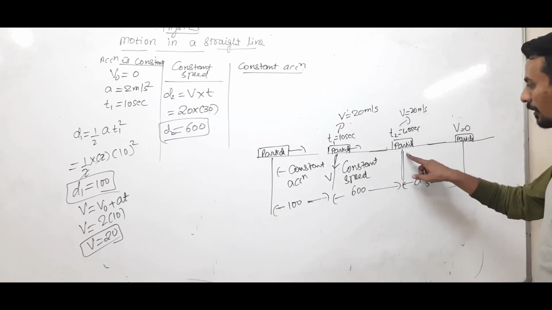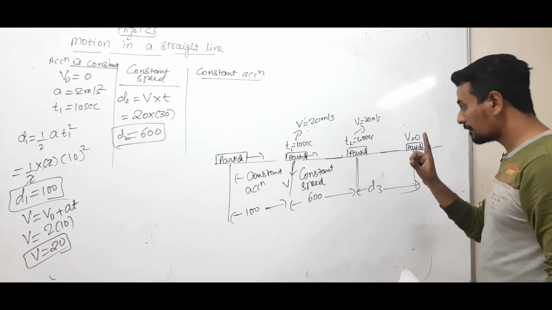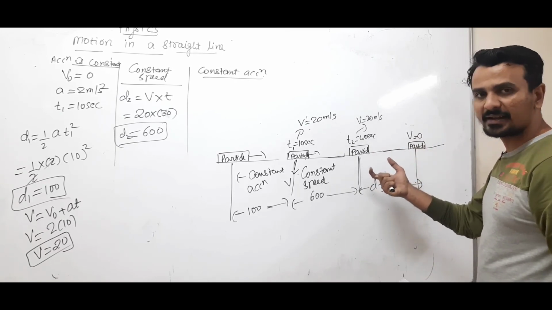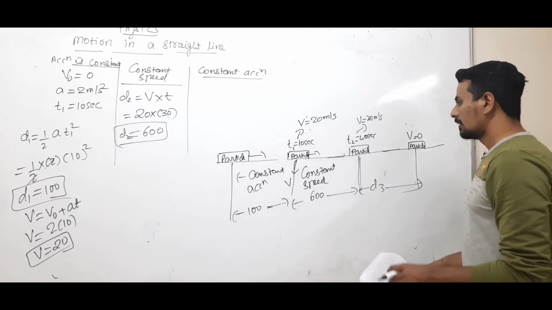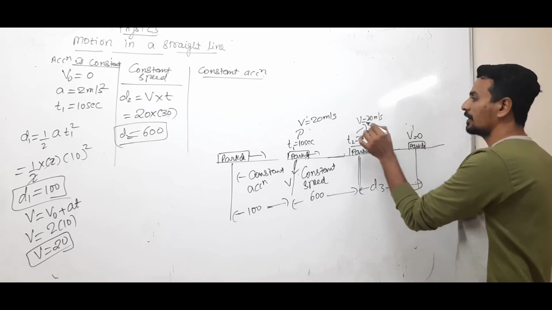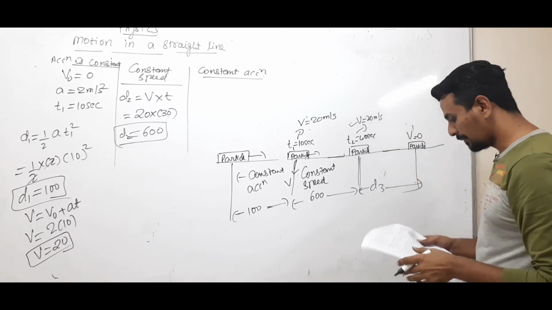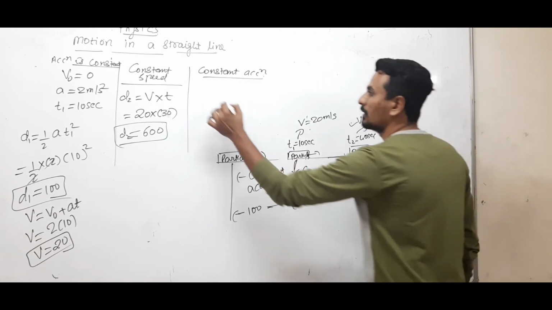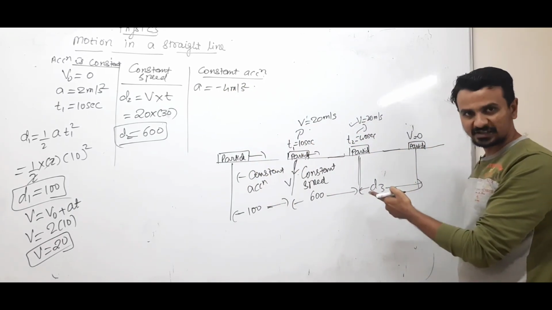Now from 40 seconds, the particle is performing retardation till it stops. It comes back to rest. Particularly here we don't know the time. From 40 seconds, the particle has started applying brakes, that means it is moving with retardation. But you know the initial velocity. Your initial velocity for this portion will be 20, final is 0, and it is performing retardation with 4 meters per second squared.